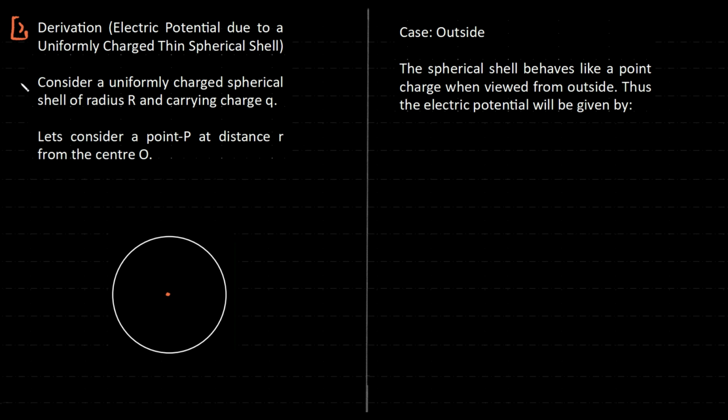Now, the derivation will start like this. Consider a uniformly charged spherical shell of radius R, carrying a charge of Q. Let's consider a point P, say over here, at a distance of r from the center.